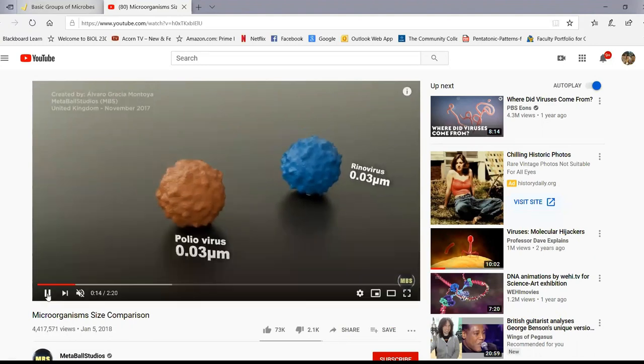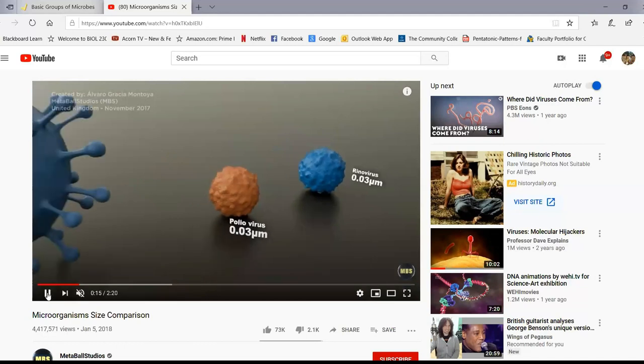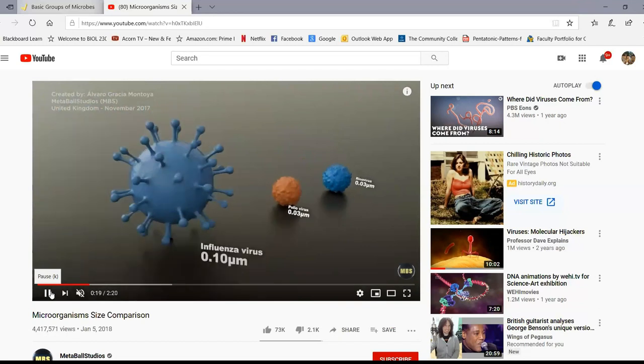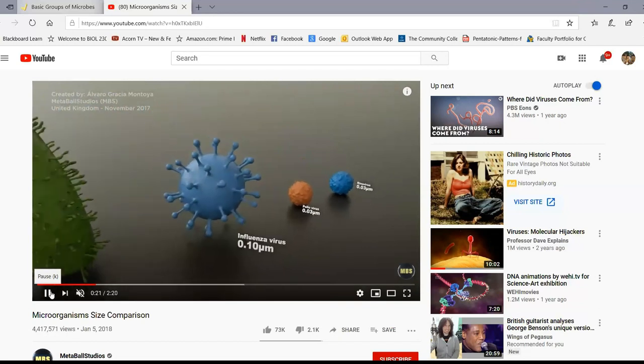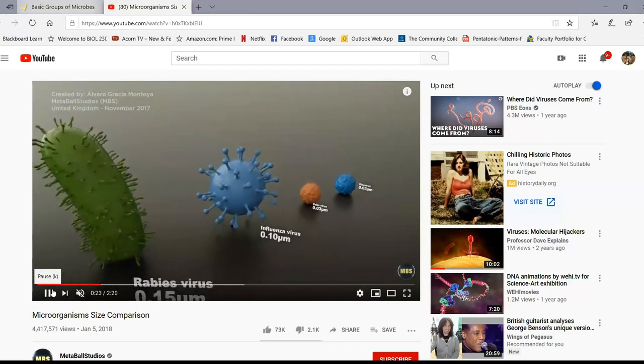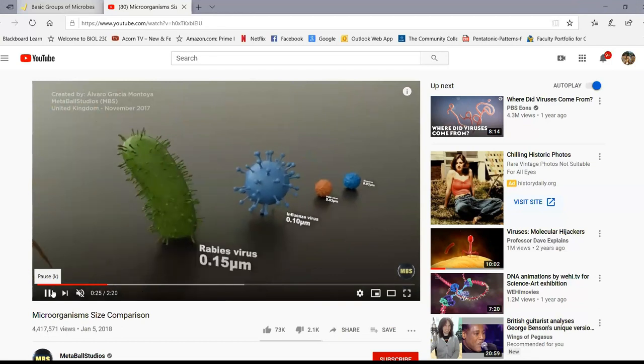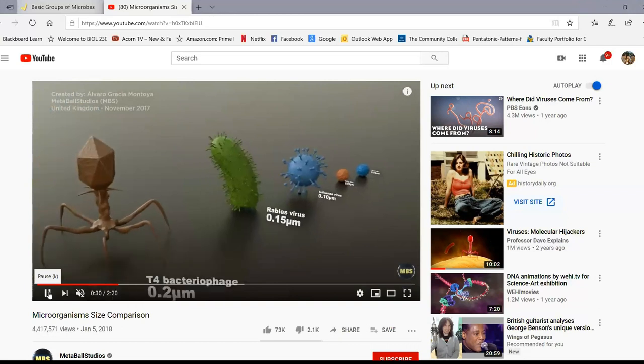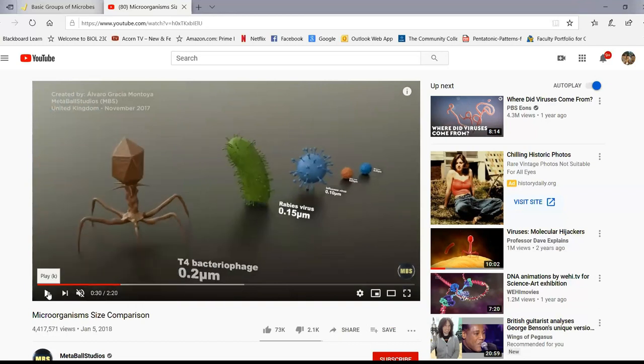Then there's a poliovirus, about the same size as a rhinovirus. Here we have the influenza virus, quite a bit bigger than the poliovirus and rhinovirus. The rabies virus. And here's the bacteriophage that infects E. coli. So it's actually a pretty big virus compared to a lot of human viruses, but much smaller than the bacteria, as we'll see coming up.